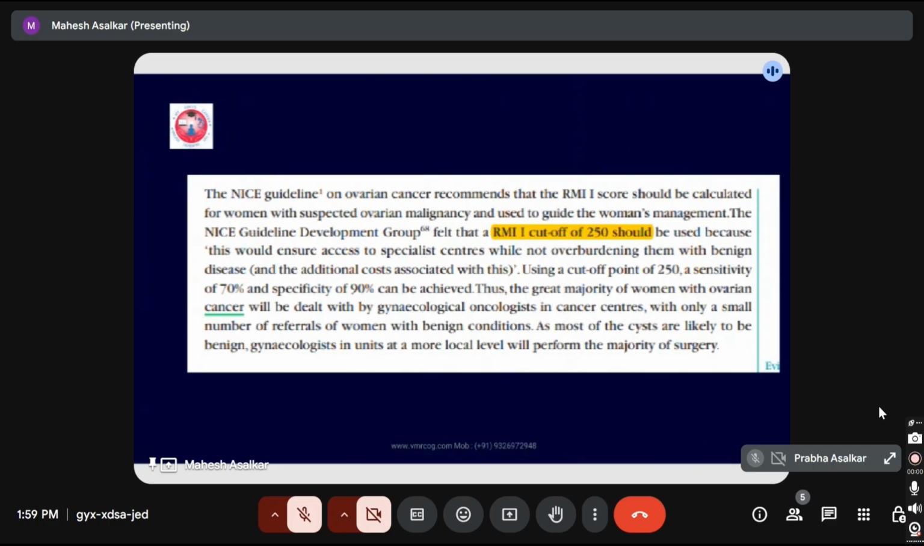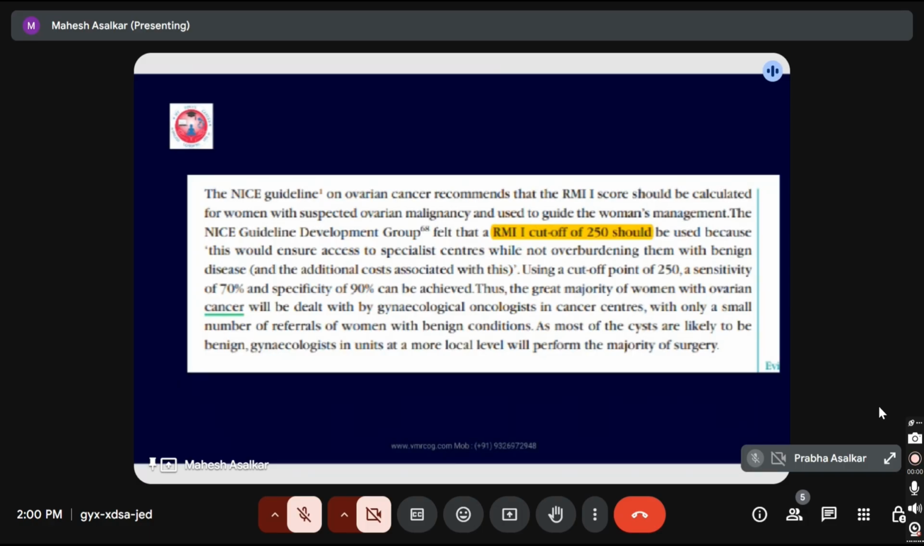The NICE guideline says when an RMI cutoff of 250 is used, in that particular case, using the cutoff point of 250, a sensitivity of 70%. So there is a little reduction in the sensitivity, but the specificity will increase. Thus the great majority of women with ovarian cancer will be dealt with by the gynecologist and oncologist, with only a small number of referrals of women with benign conditions. So what is going to happen?